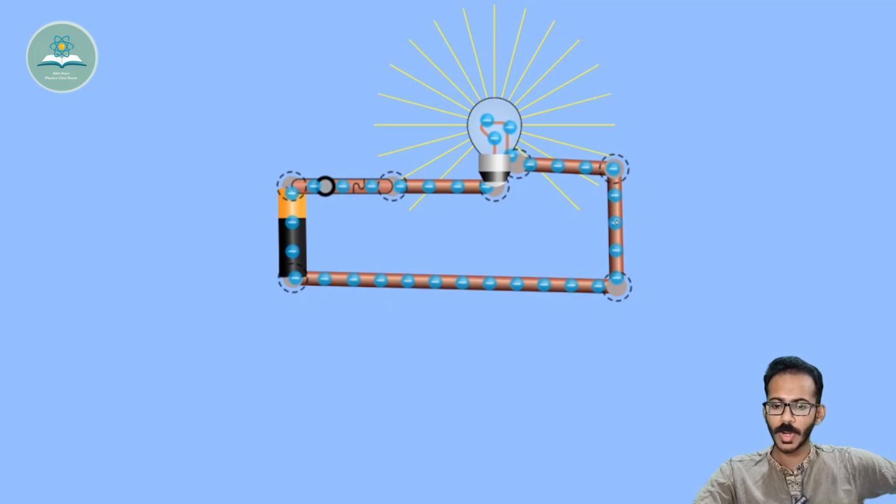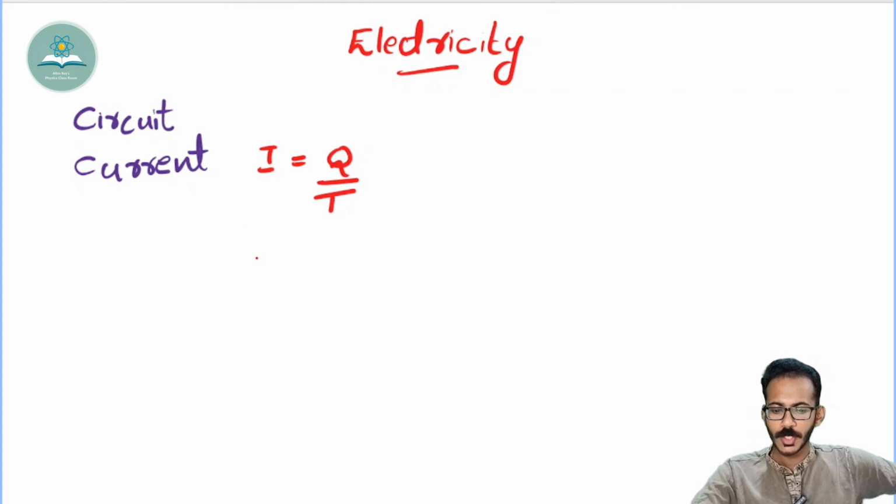Consider this small area through which the charges are flowing. So, how many charges are flowing through this particular area in a given time? That's called the current. That's why we write I equals Q by T. Here, the SI unit of current is ampere. The SI unit of charge is coulomb. And the SI unit of time is second.